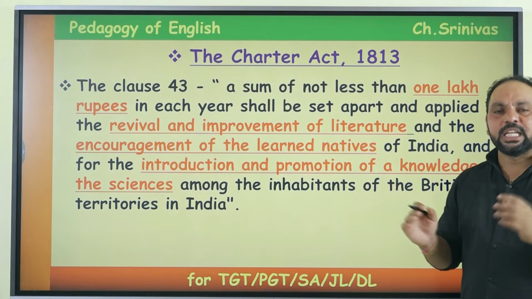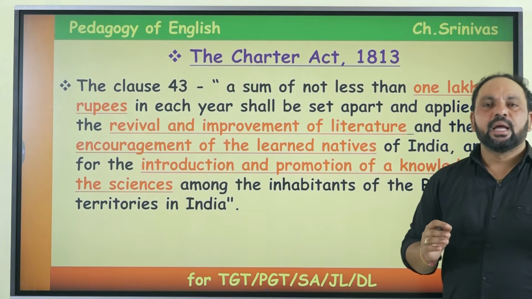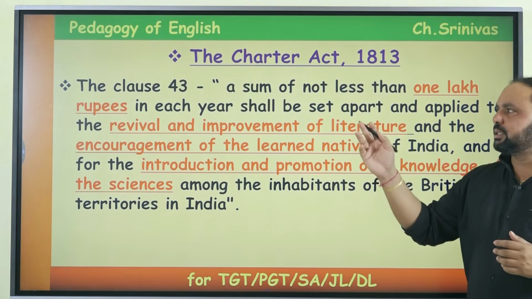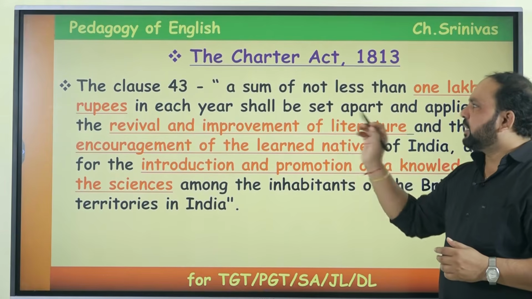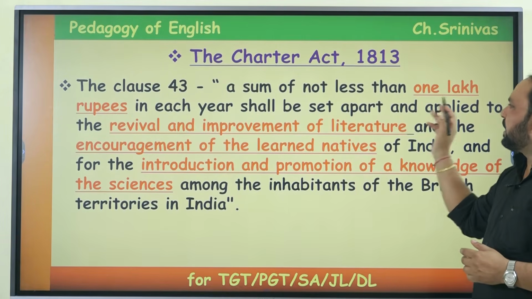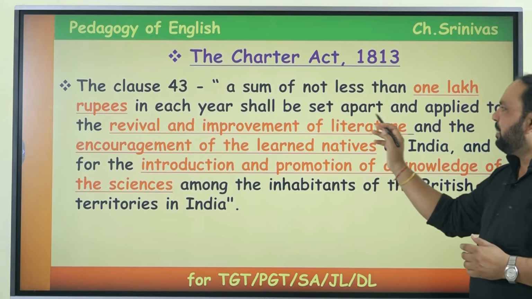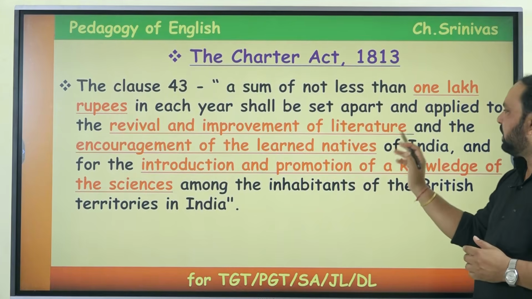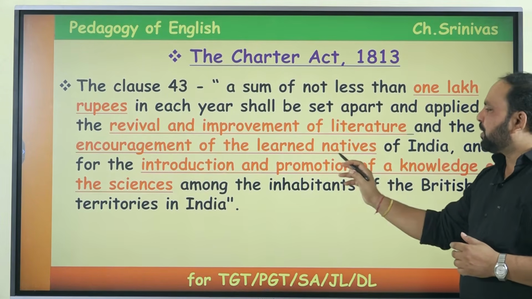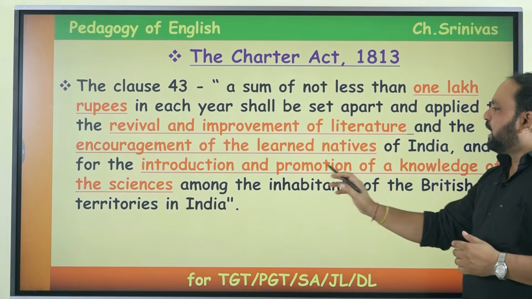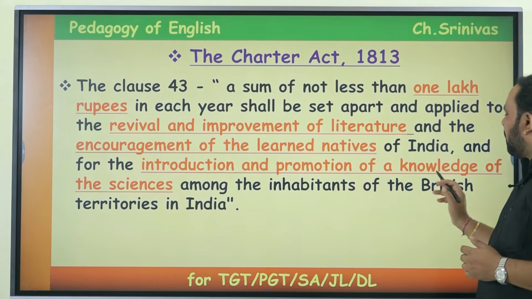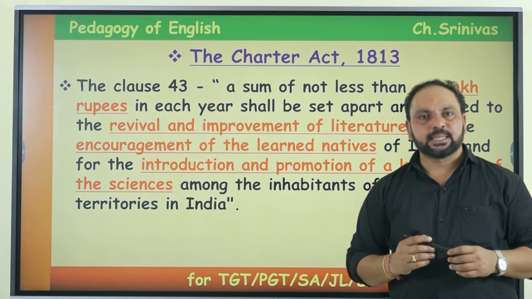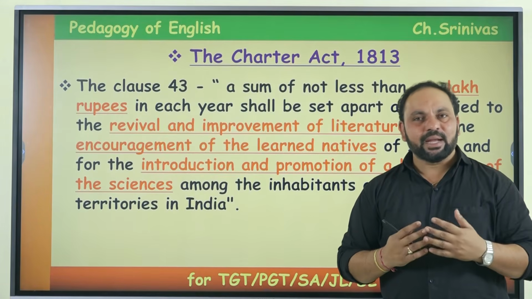And this Clause 43 is one of the main things that led to the introduction of the English language into Indian education. So what was said in this Clause 43? It said that a sum of not less than 1 lakh rupees in each year shall be set apart and applied to the revival and improvement of literature and the encouragement of the learned natives of India, and for the introduction and promotion of knowledge of the sciences among the inhabitants of the British territories in India. So this is quite clear to you all.